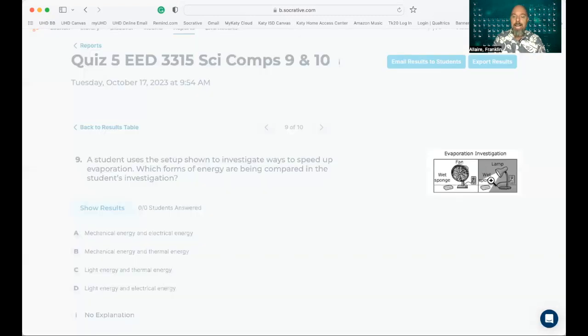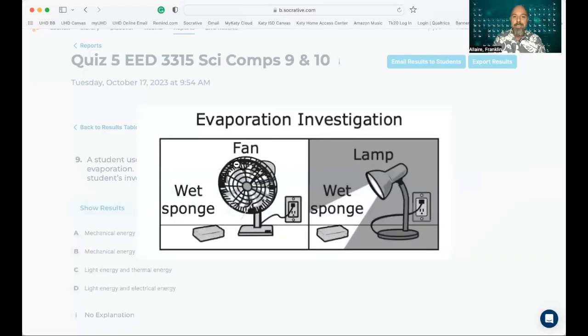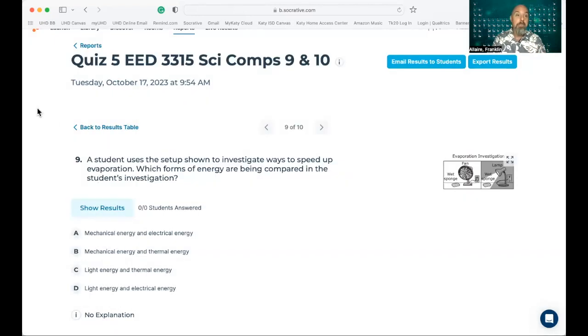Again, looking at our diagram, we see that this fan is on, which means that it's in movement, it's in motion, and the energy of motion is going to be mechanical energy. So we can eliminate two of our answers, either light and thermal energy or light and electrical energy, and we're left with either A or B, mechanical energy and electrical energy.